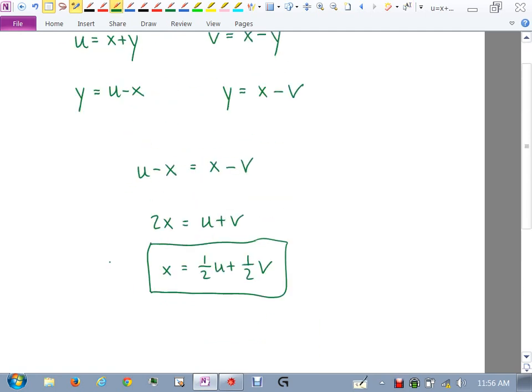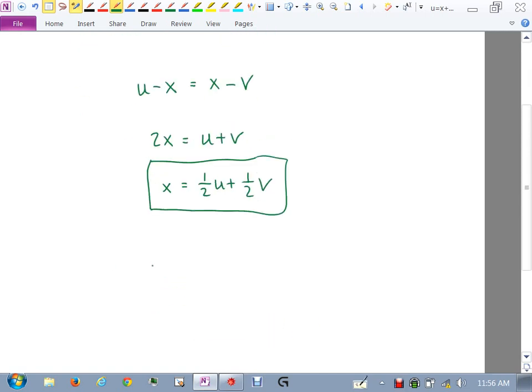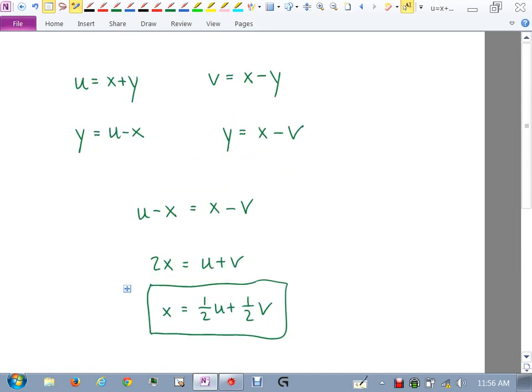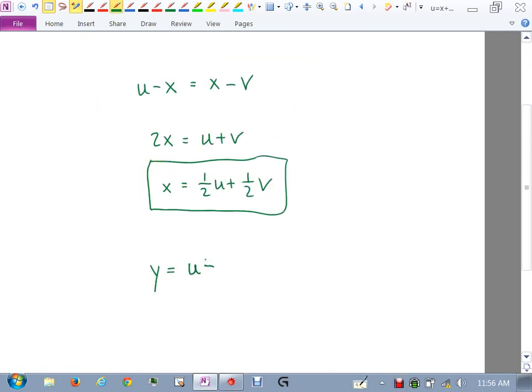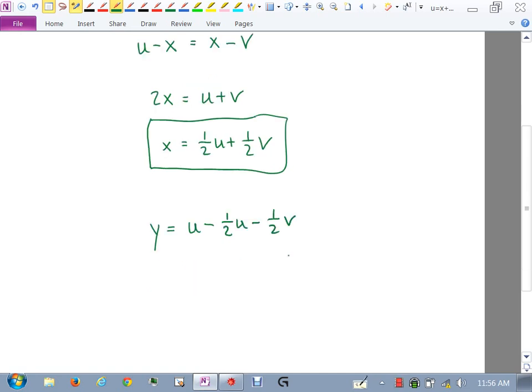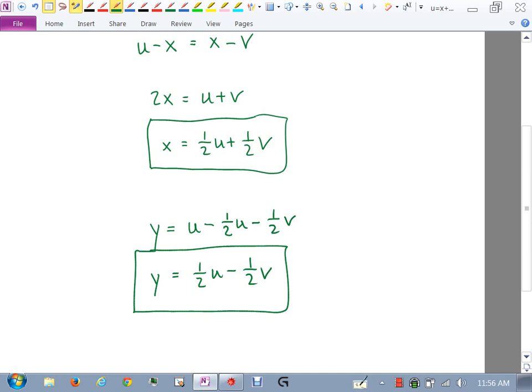So what I would have was, can't fit that all on one page. y equals, it was u minus x. So u minus x, but x is this, so minus 1/2 u minus 1/2 v. So y is half of u minus half of v. Questions?